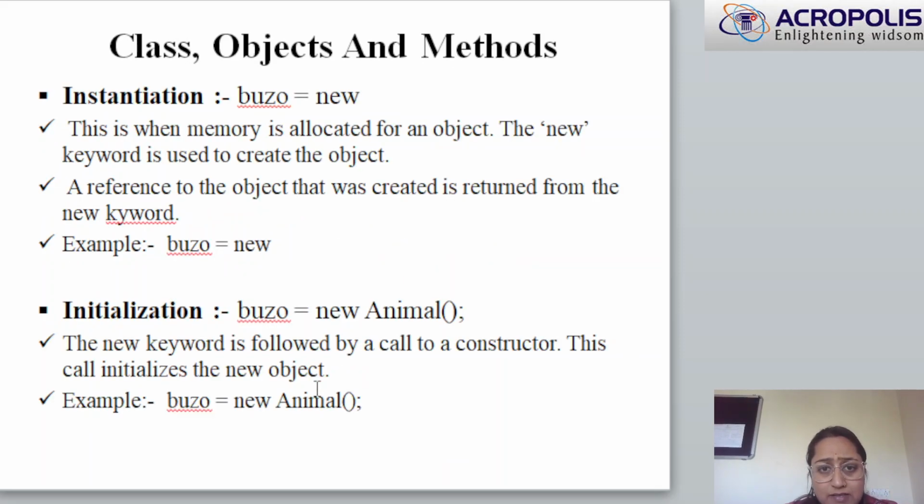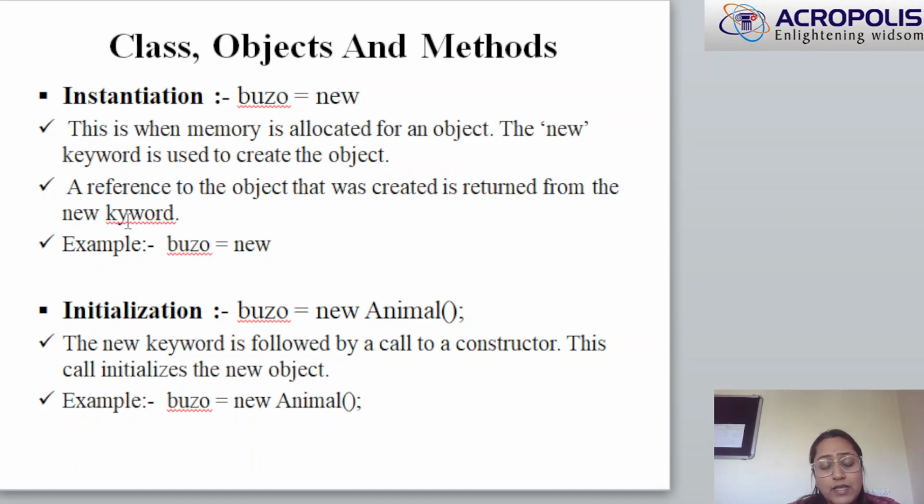Now the second step is instantiation. In the second step, memory is allocated for an object. The new keyword is used to create the object. When memory is allocated to the object, we use the new keyword to create it. A reference to the object that was created is returned by the new keyword. Example: Buzo equals new.